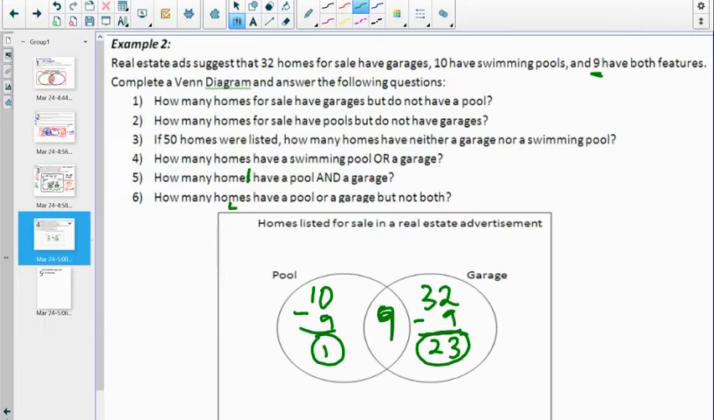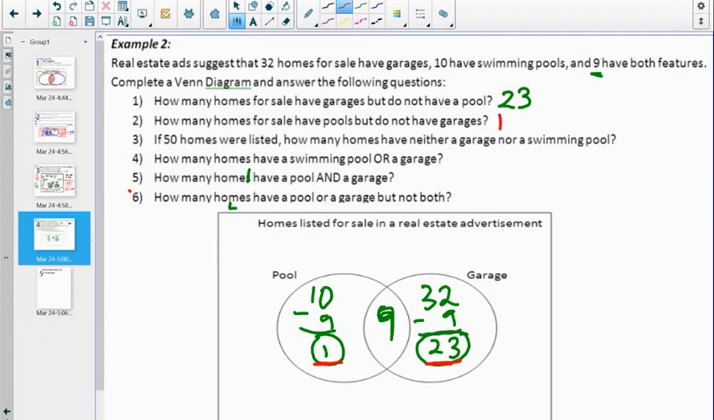How many homes for sale have a garage but not a pool? Well, 23 have garages but don't have a pool. I'm getting that information from here: garage, no pool. How many homes for sale have pools but don't have a garage? Pool, no garage, just one.